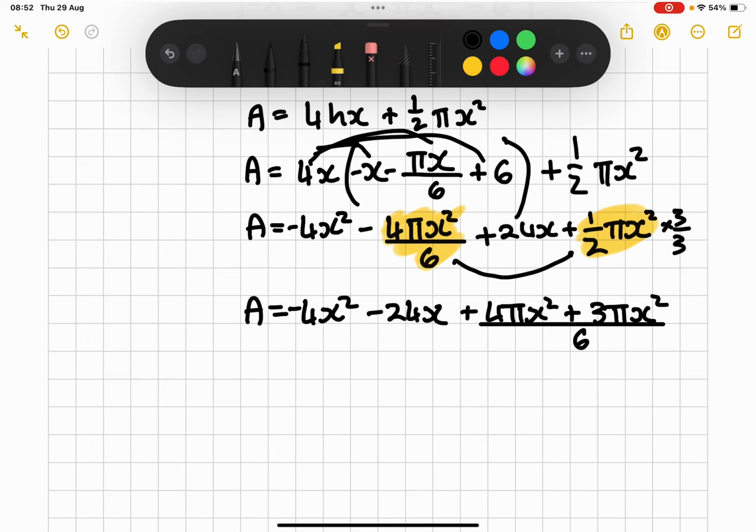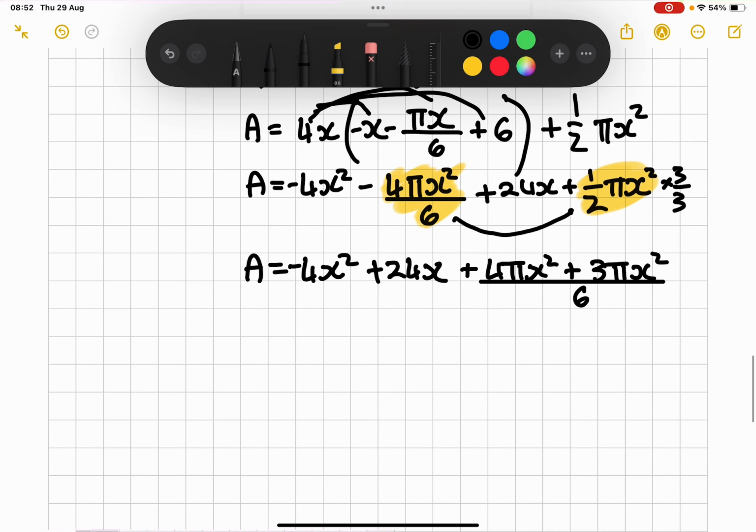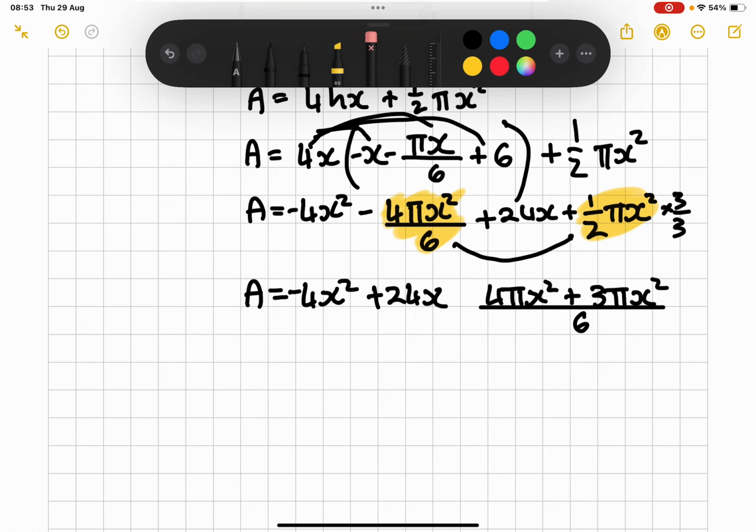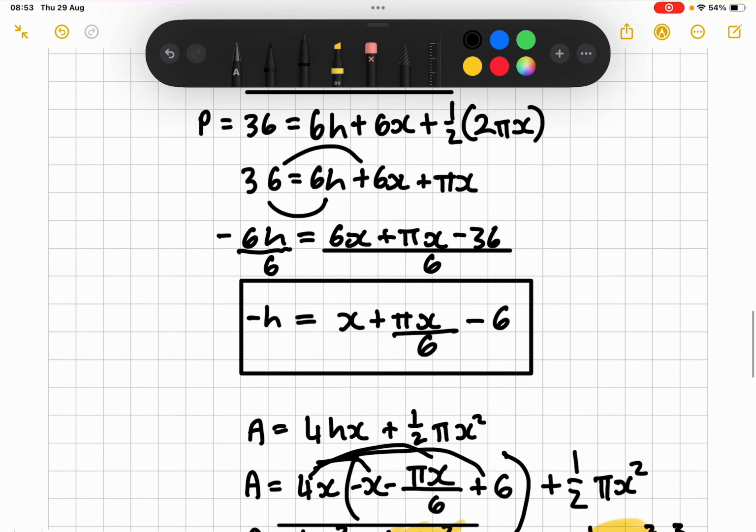Which means that's going to be negative. This 24 is still going to be positive, now. And then this 4 pi r what is going to be negative. Okay, so that's how we end up getting our negative 4x squared plus 24x minus pi x squared over 6. Okay, sorry about that mistake there.